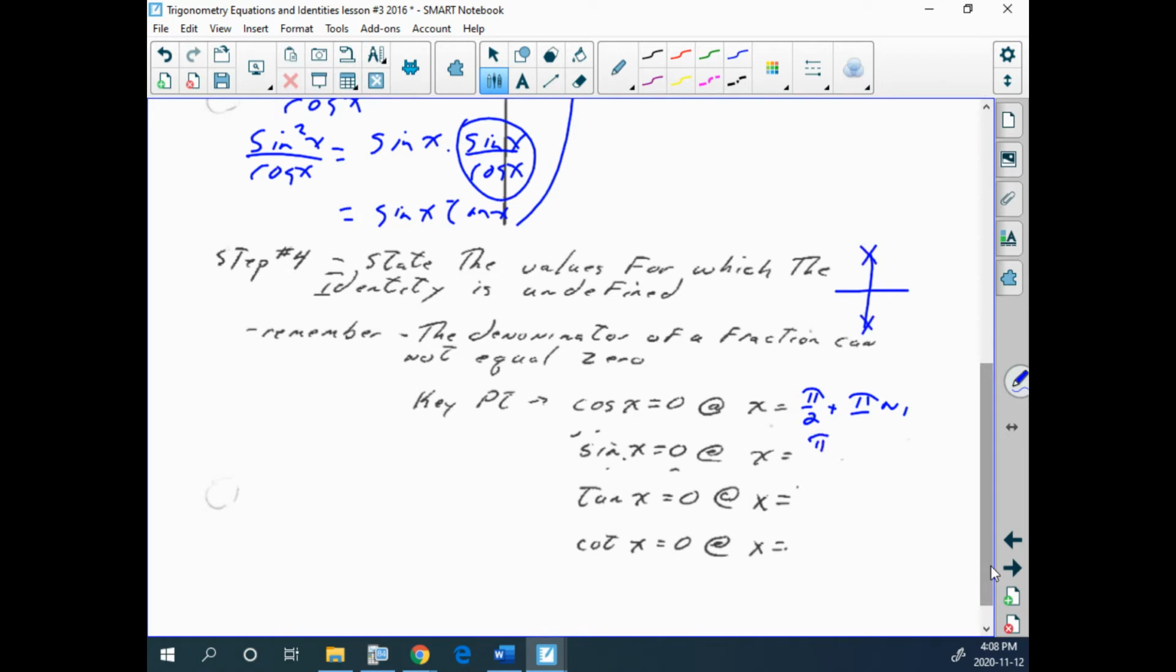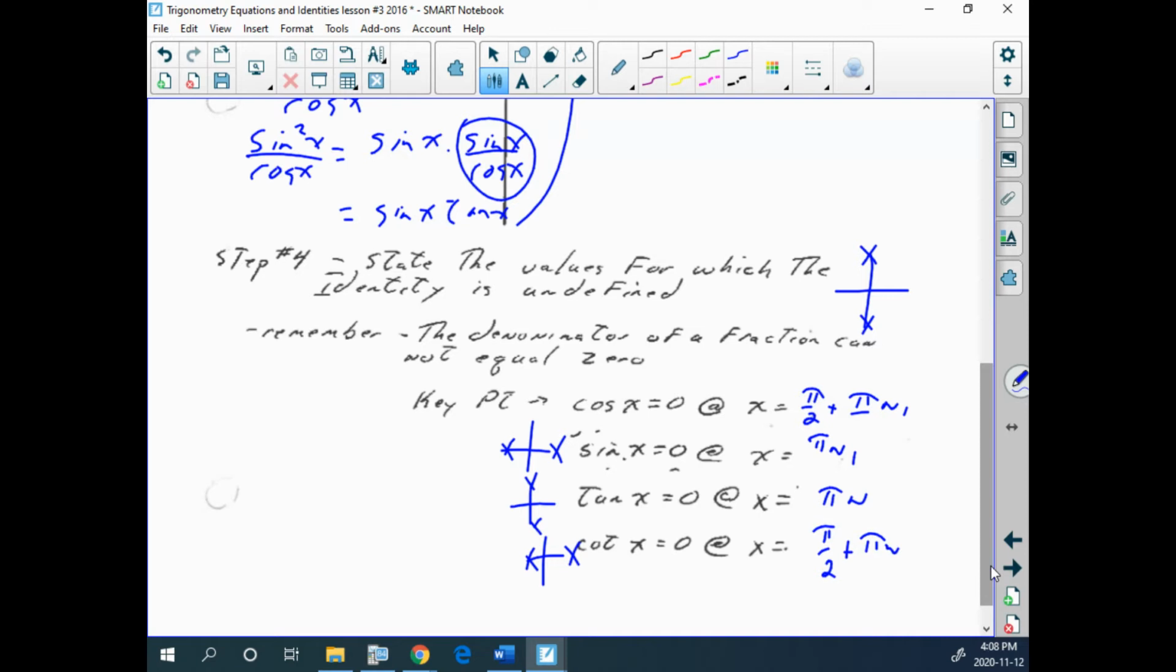Sine is just at pi n. Sine is equal to 0 here and here. Tangent is equal to 0 when sine is equal to 0, because we have sine x over cos x, so again we have pi n. And cotangent x is equal to 0 when cosine is equal to 0, which is here and here. So we have pi over 2 plus pi n.